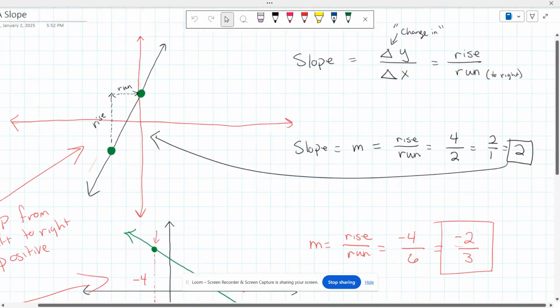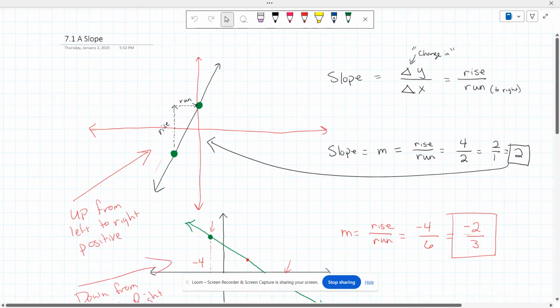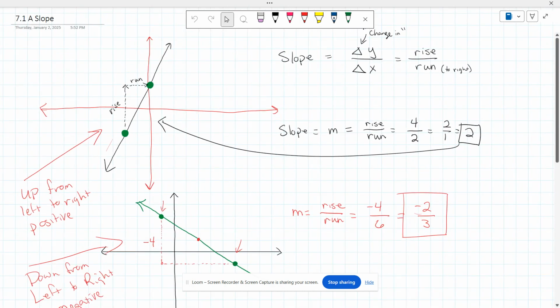Last time we were here, we did slope, which is rise over run. So if I'm going from this point to this point, my slope, I rise 1, 2, 3, 4. I run to the right 2, 1, 2. So my rise over my run was 4 over 2, which is 2 over 1, which is 2. So the slope of this line is 2.